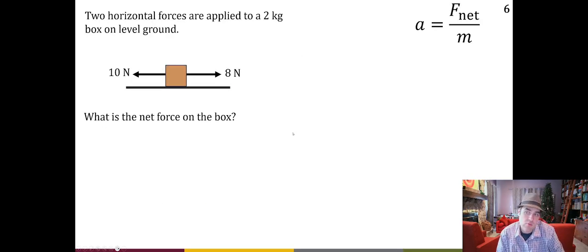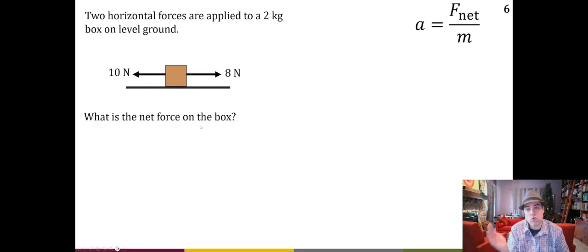Let's move on to an equation with some numbers. So here I have this box, and there are two horizontal forces acting on it. There's 8 newtons to the right and 10 newtons to the left. And let's say that the box has a mass of 2 kilograms. For now, we're just going to look at the horizontal forces here, okay? And the first question I have is, what is the net force on the box? Because remember, we need the net force in order to get the acceleration. So it's kind of two questions in one that we'll get to here.